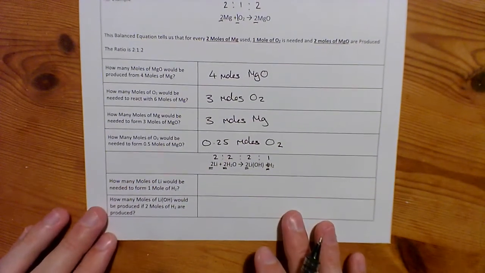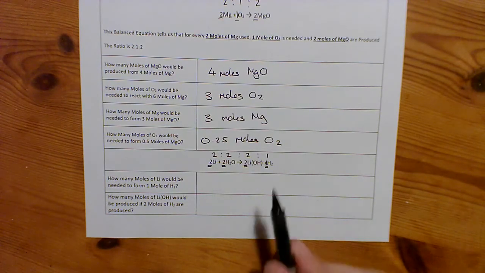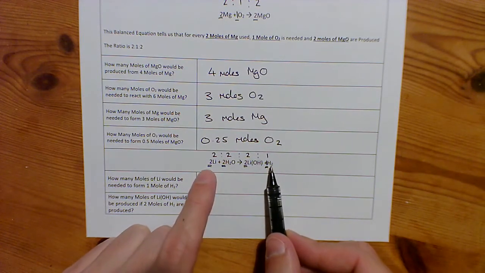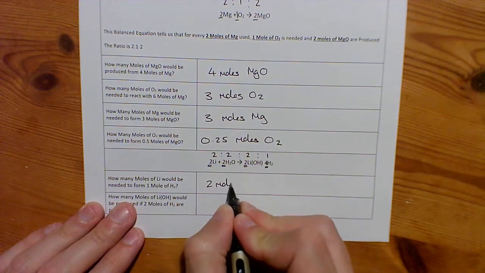So, how many moles of lithium would be needed to form 1 mole of hydrogen? So if I wanted 1 mole of hydrogen, how many moles of lithium would I need? Well, the ratio is 1 to 2, so I would need twice as much, so I would need 2 moles of lithium.